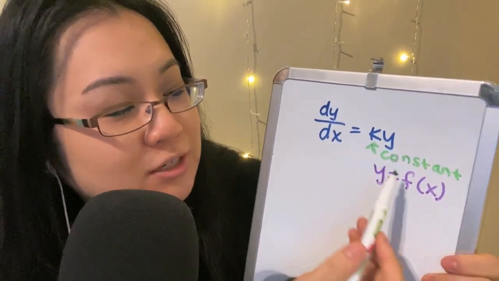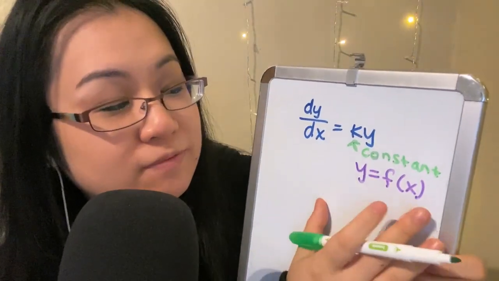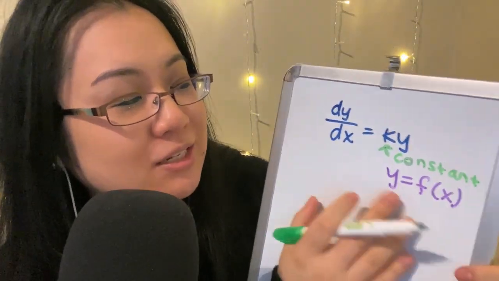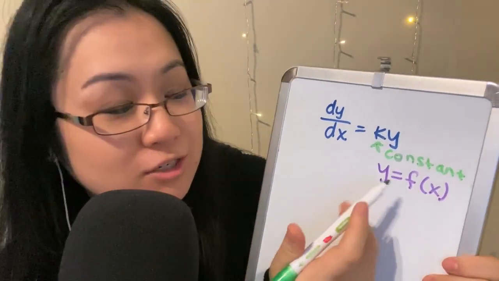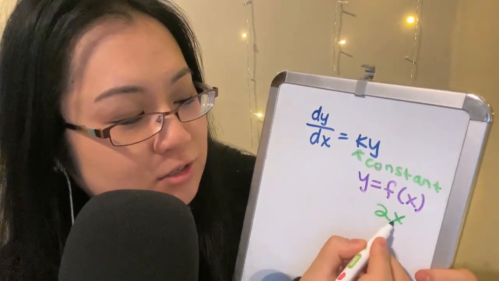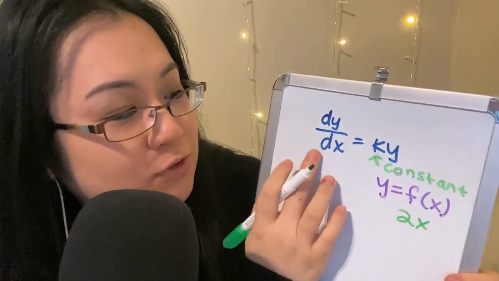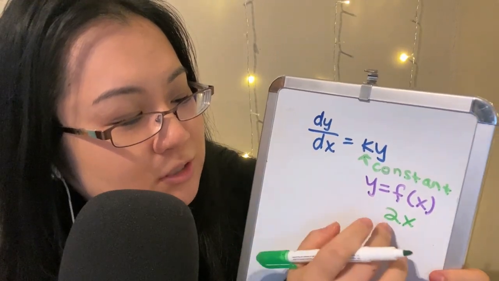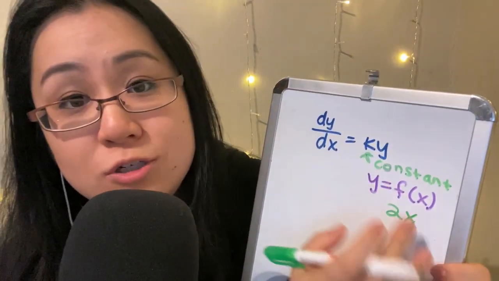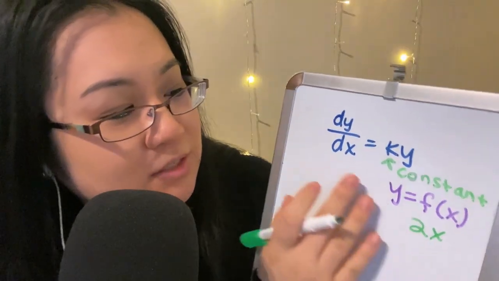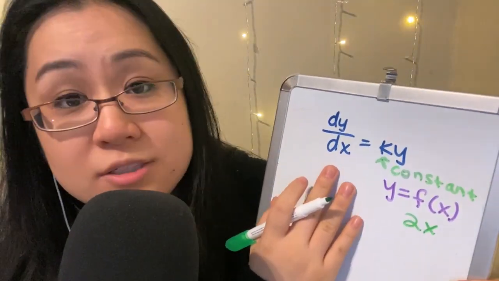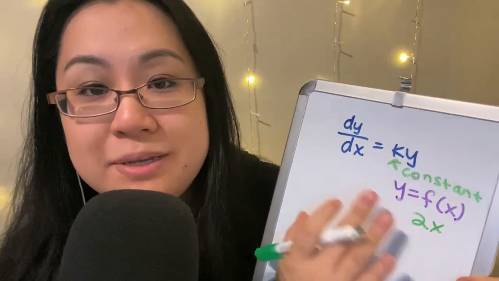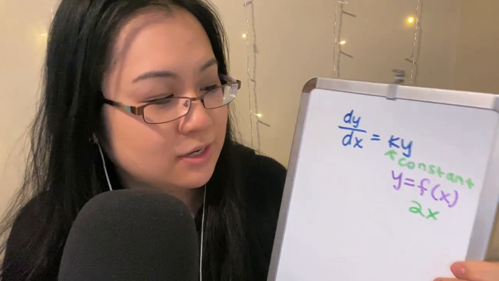But note that in general, if you just had a random function, unless you got super lucky and guessed your way through, most likely it would not solve this, and you can try it yourself. Like, you could try y equals 2x. So the first derivative of 2x would be 2. Is that equal to a constant times my original function 2x? There's no way, right? Because this side would be a constant, the 2, and this side would have an x.